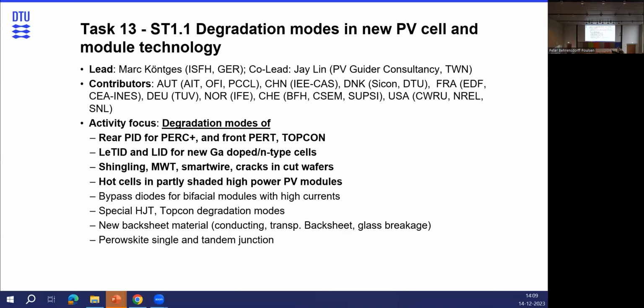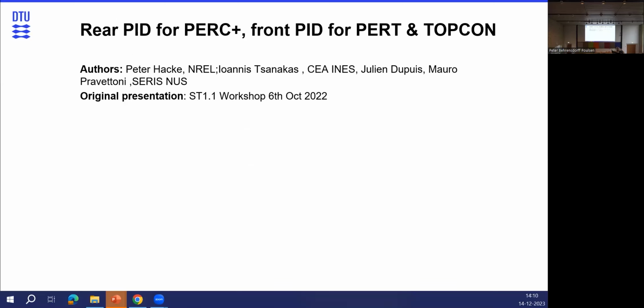Right now, there's an effort to get out a report on what the degradation modes are in the newest solar cell and module technologies that are already commercialized, in the process of being commercialized, or being developed. Since there's a lot of work going on there, I will focus on 4 of these and go into details. So the first one is PID.